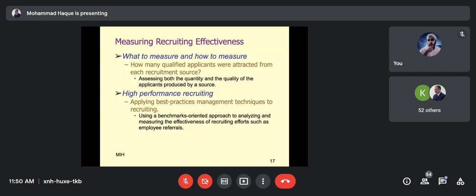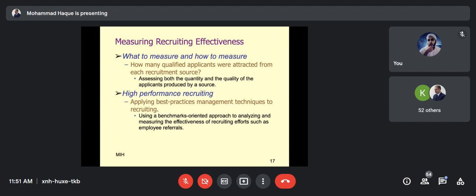Assessing both the quantity and quality of applicants produced by a source will be very, very important. Then for high performance recruiting, applying best practice management techniques to recruiting, using a benchmark oriented approach to analyzing and measuring the effectiveness of recruiting efforts, such as employee referrals, which has become very, very common in terms of recruitment in a large number of organizations.